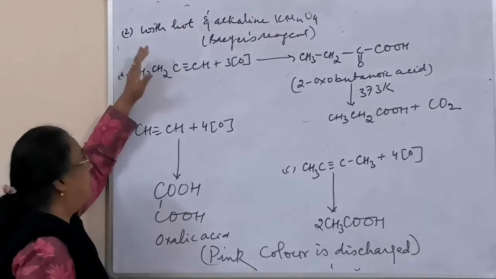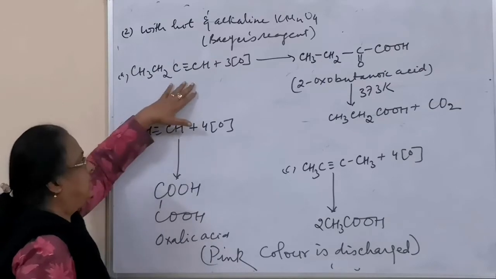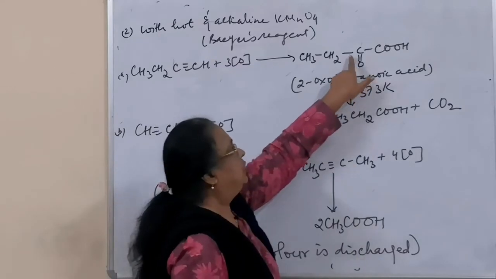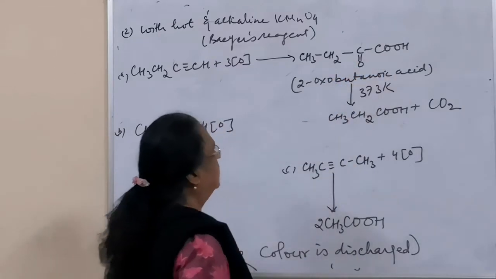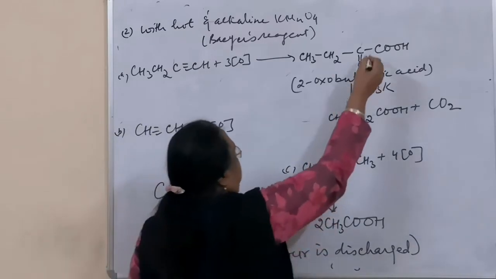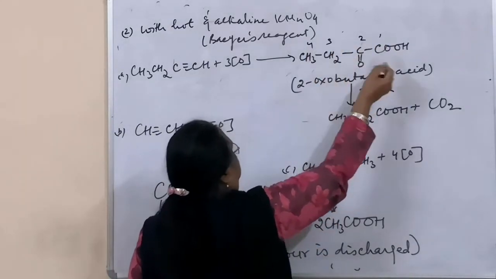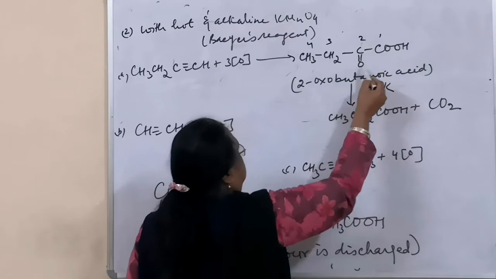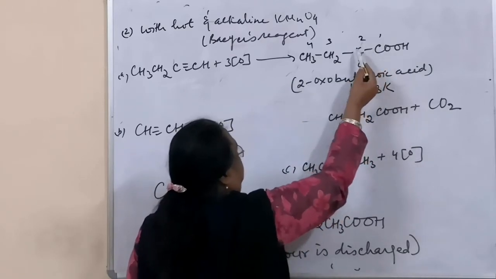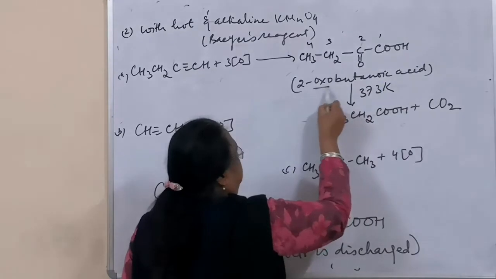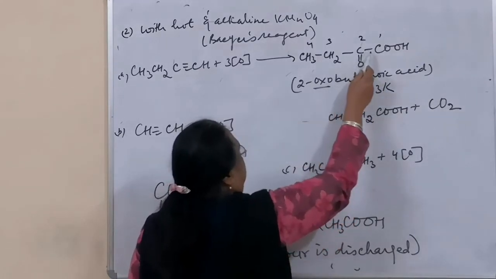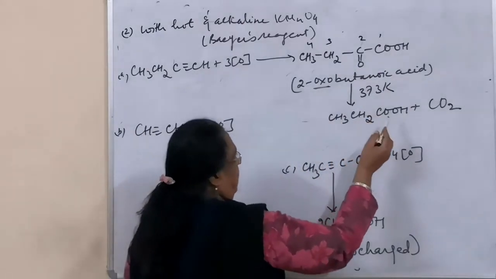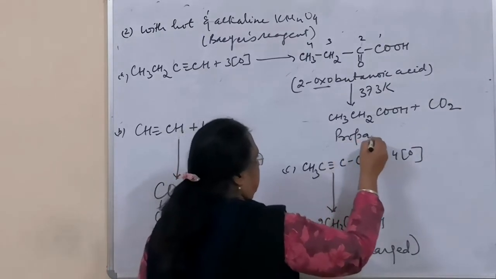So when Baeyer's reagent is hot, we get, initially, this is a keto group and this is your carboxylic group, a mixed carboxylic acid. So if you take the IUPAC name, 1, 2, 3, 4, so that is butanoic acid, and this is your keto group, not getting the status of the principal functional group, so it is oxo. The prefix will be written oxo, and this is at carbon number 2, so this is 2-oxo. And when this is heated to 373 Kelvin, we get propanoic acid.